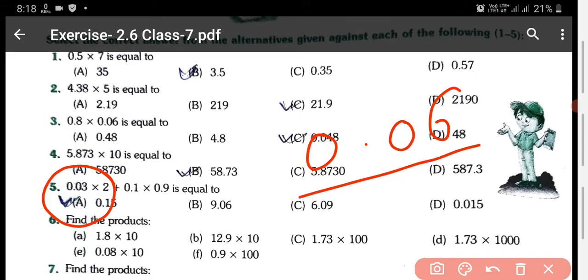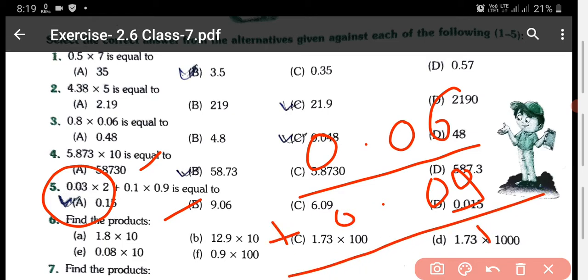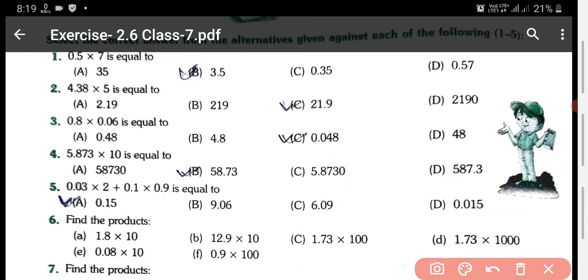and then plus 0.1 multiplied by 0.9. So 9 ones are 9. After the decimal one digit, after the decimal one digit, so in total there are two digits after the decimal. So from the back side put the decimal after two digits. Now simply add. What will you get? 9 and 6 is 15, and then 0, so you will get 0.15. So your answer is 0.15. That is option A, which is correct.